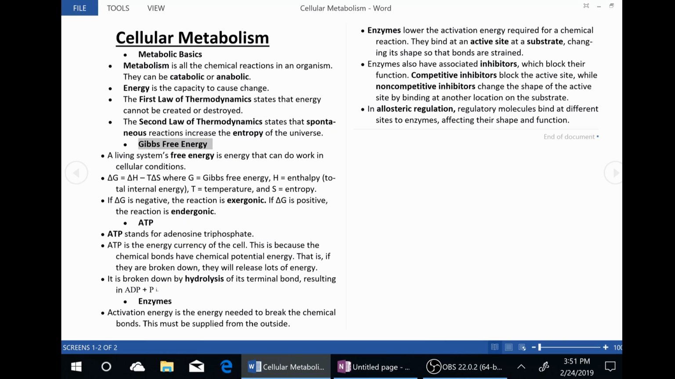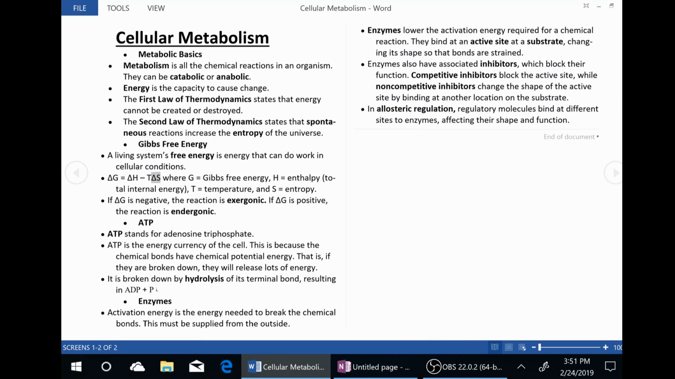Now let's move on to Gibbs free energy. A living system's free energy is just energy that can do work in cellular conditions. Not all energy can do work. For example, organisms often release heat as a consequence of a chemical reaction. That energy doesn't count as free energy. It still exists, but it's not free energy because it can't do work.